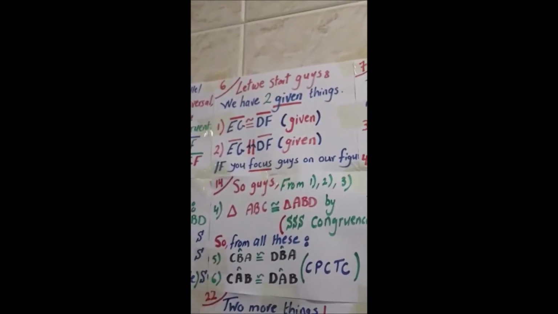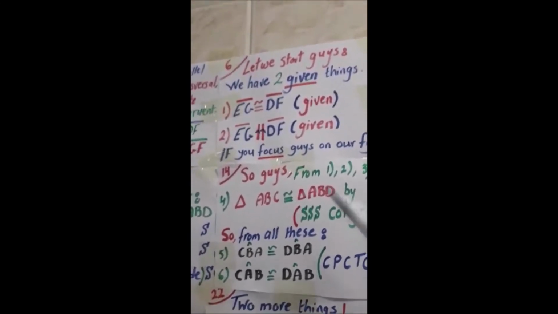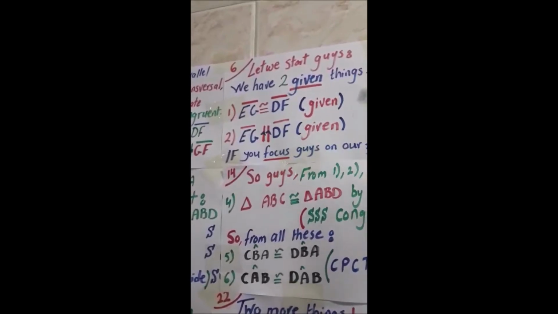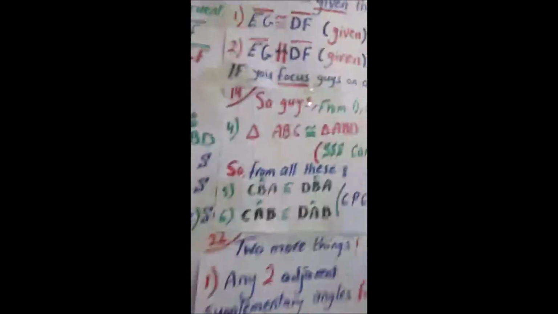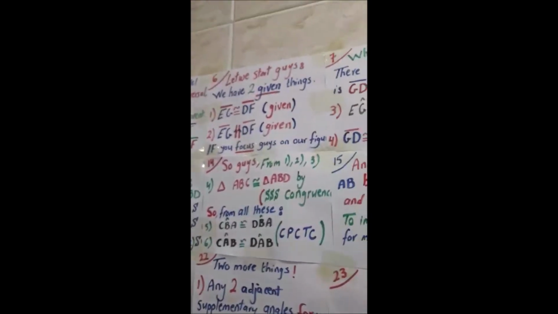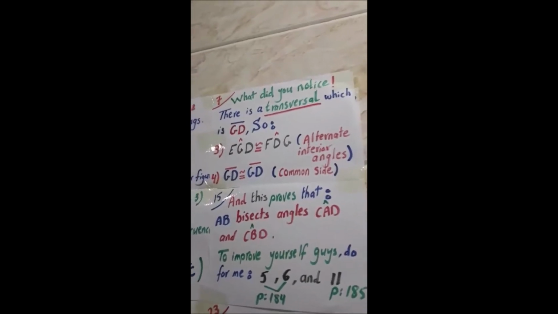We have two given things. What are they? As we said, EG and DF are congruent, and EG and DF are parallel. This is given, as we said in the beginning. They are parallel and congruent at the same time. If you focus, guys, on our figure, what did you notice? Yes, there is a transversal.